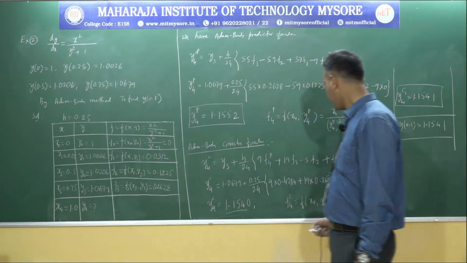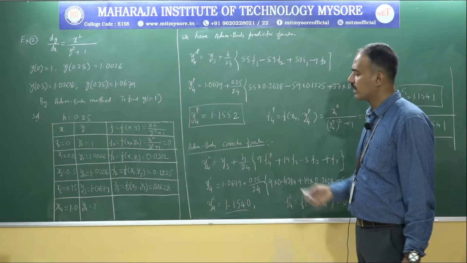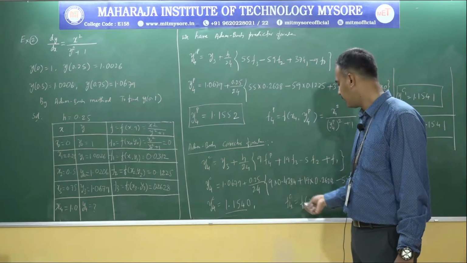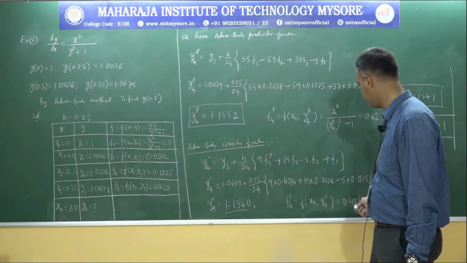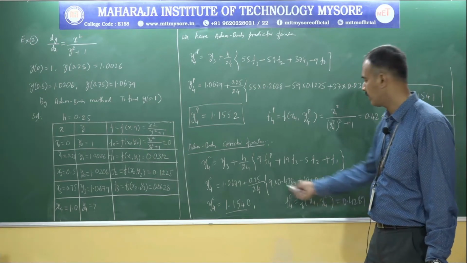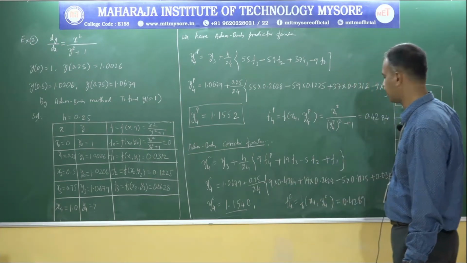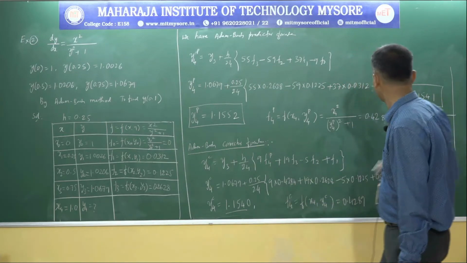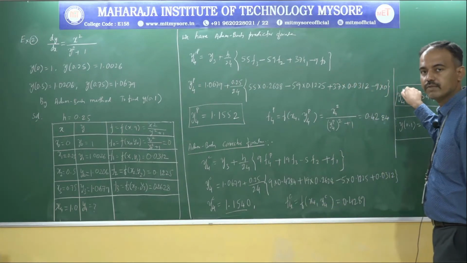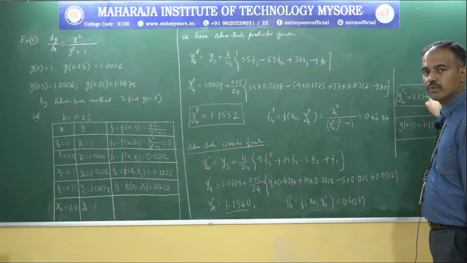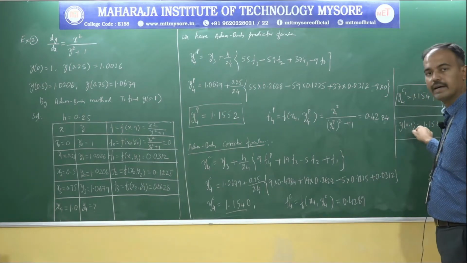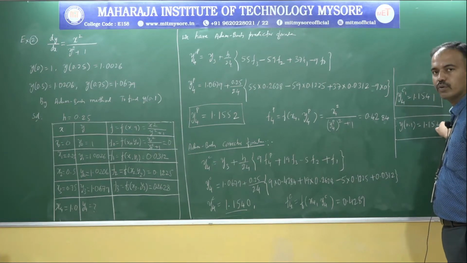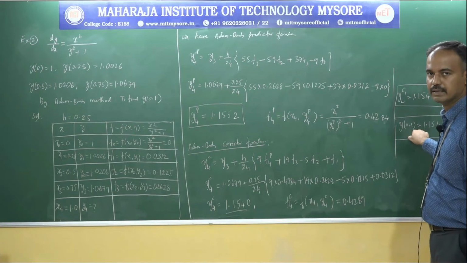y4c is 1.1540. Now, for one more accurate result, we obtain f4c, f of x4 comma y4c, which is 0.4289. Next y4c1, with the same expansion, replacing y4p with y4c. Now we get y4c1 as 1.1541. Finally, y of 0.1 is nothing but 1.1541. Now, that will be the important observation here.